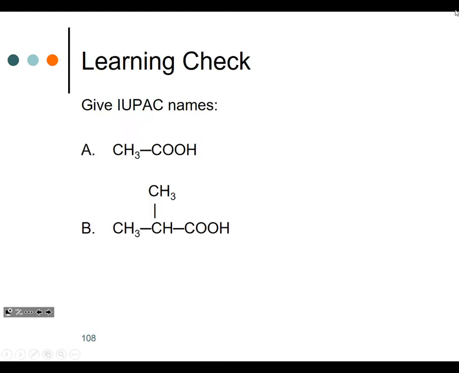So let's do it ourselves. So here, 1, 2, there are 2 carbons, which is eth. So instead of the E, I'm going to write oic acid: ethanoic acid, or acetic. I know that acet also means 2.